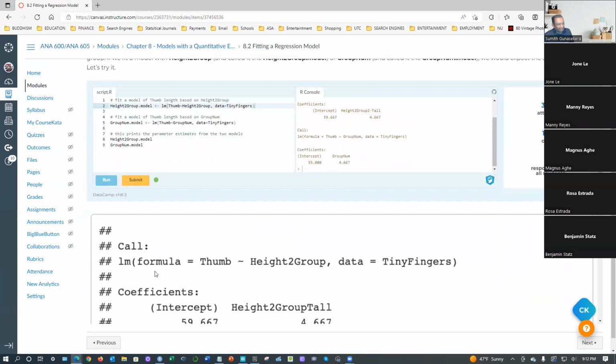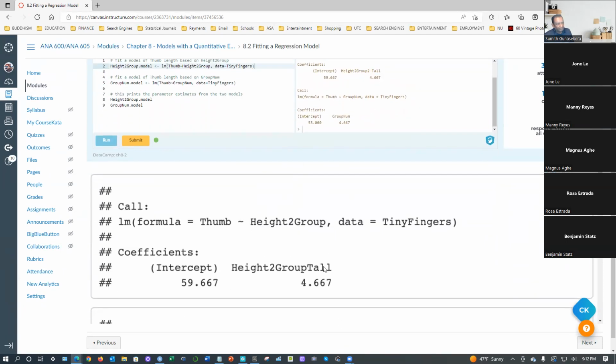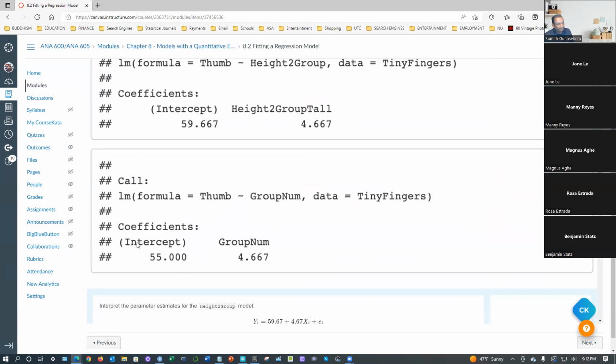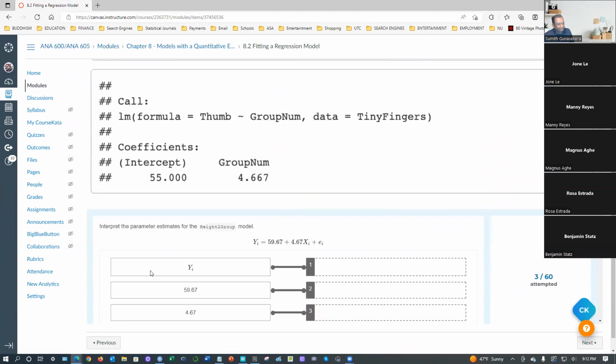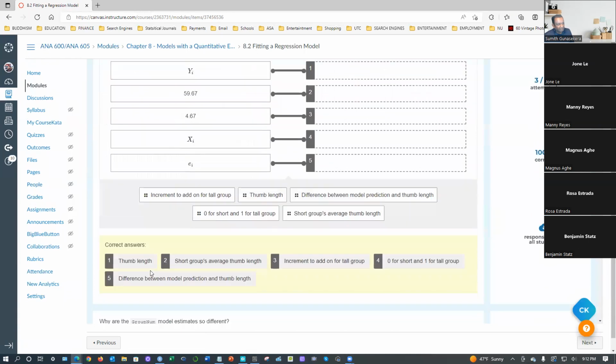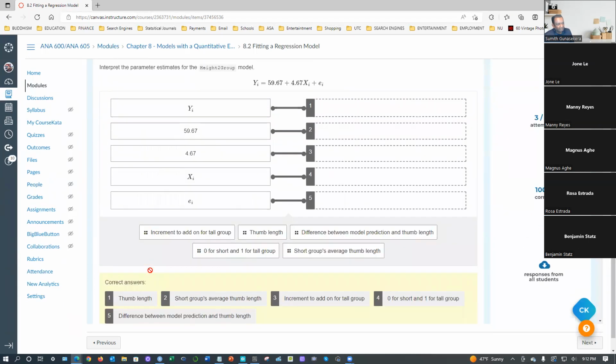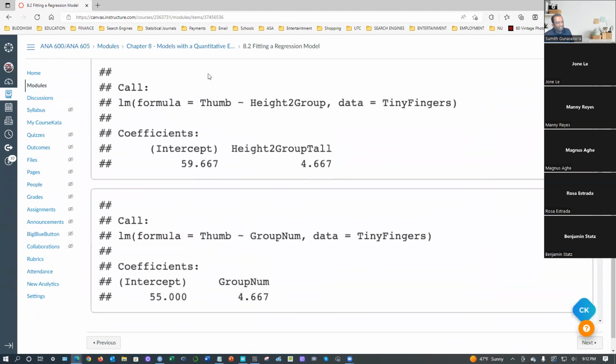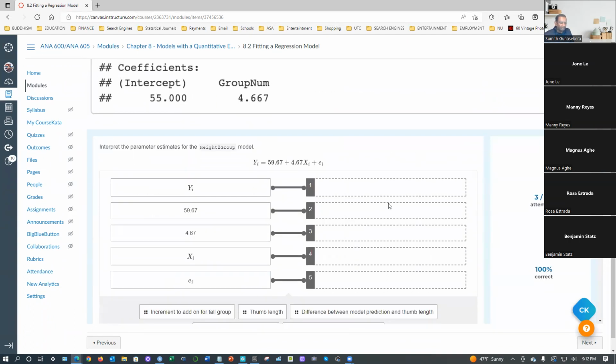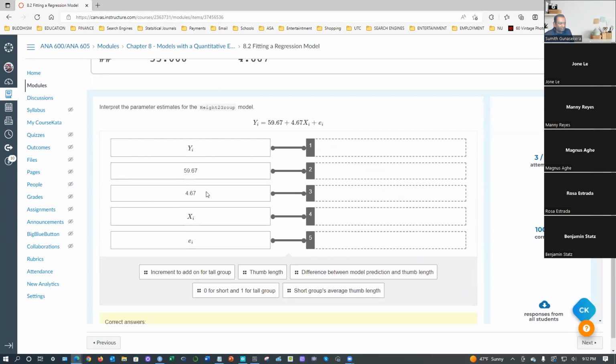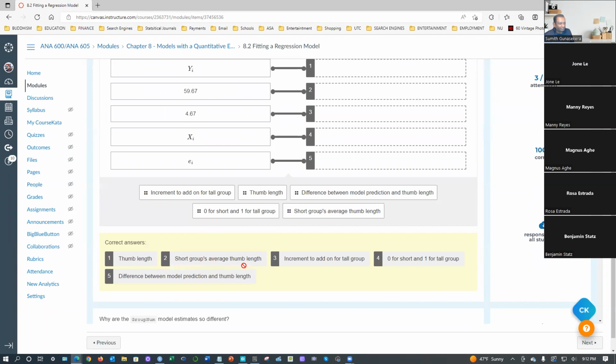Let's try it. See? One is 59.667. The other one is 55. Should have been the same, but it's not. So the first one is fitted thinking that height to group is a categorical variable. The second one is also categorical, but the model has misunderstood it and thought it's numeric. The 59 is the thumb length, the short group's average thumb length.